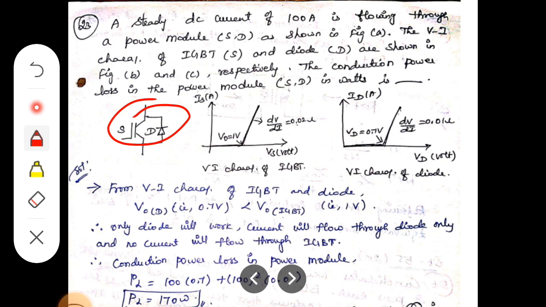Therefore the conduction power loss in the power module is PL equal to 100 into 0.7, that is current 100 into 0.7, plus 100 square into 0.01. So the total power loss is 170 watt.